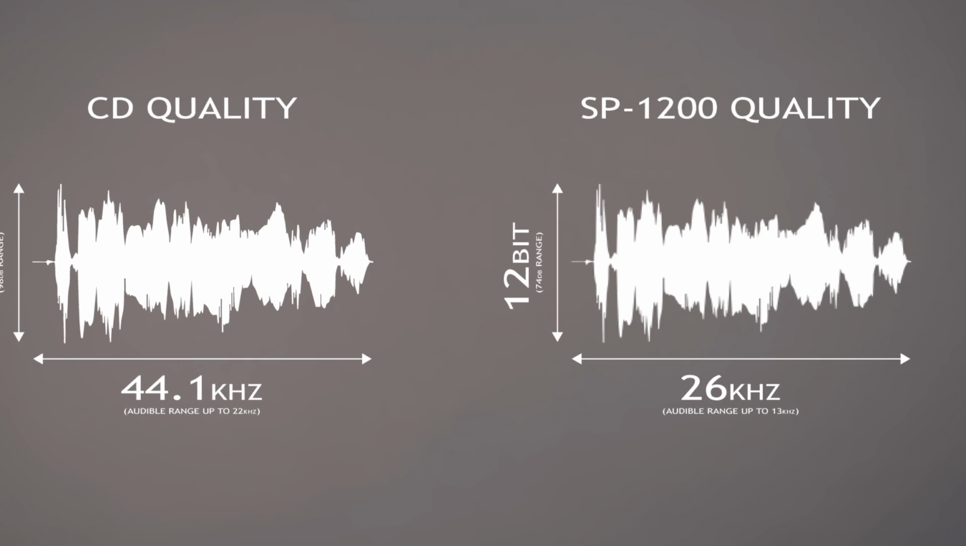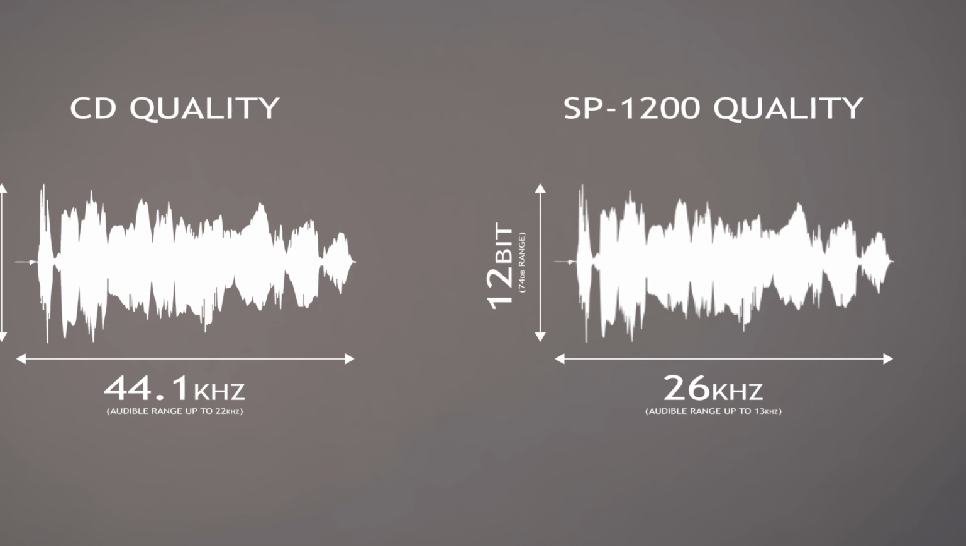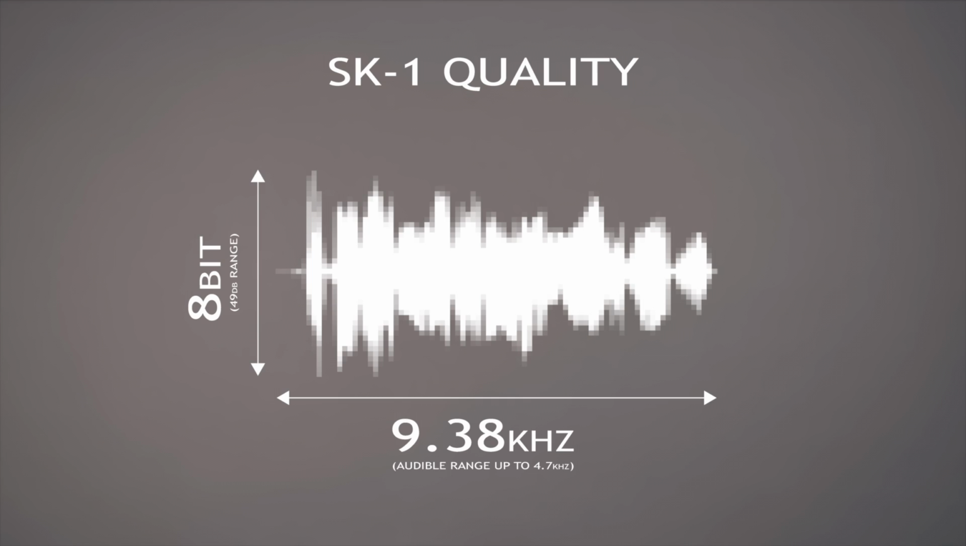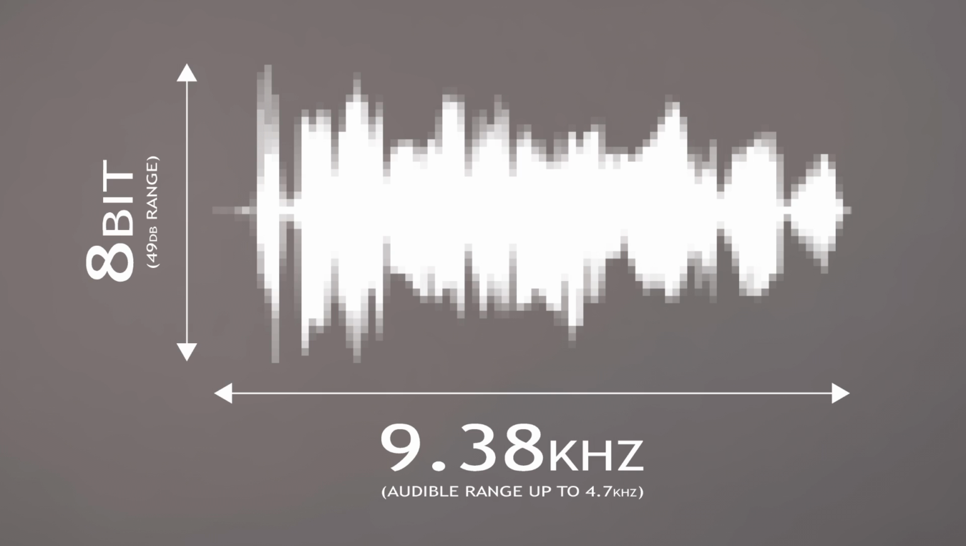Now let's look at one more example, one of the lo-fi kings, the Casio SK1. The SK1 is an 8/9.38 sampler, so now we're talking a huge reduction in audio quality. With only 49 decibels of range and a maximum audible frequency of about 4.7 kilohertz, the SK1 is a wonderfully dirty little machine.